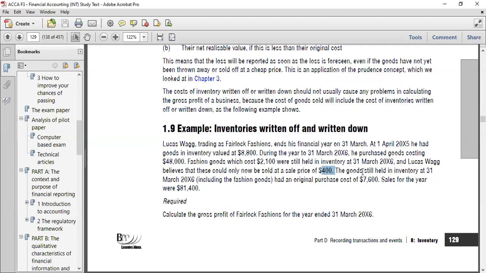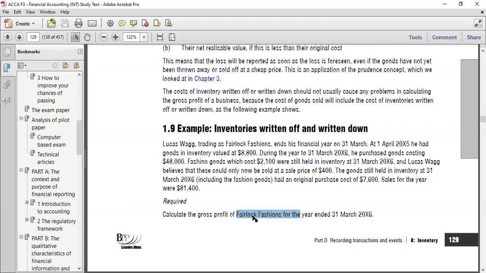And they are going on to say that the goods still held in inventory at 31st March, including the fashion goods, had an original purchase cost of how much? Of 7,600. They go ahead to give us also the value of our sales. Now, this question is a bit comprehensive, because it is bringing in gross profit, they want us to determine the gross profit. So all you have to do is to understand how to make adjustments on inventory based on this scenario at hand, okay? It's very good that you understand that.